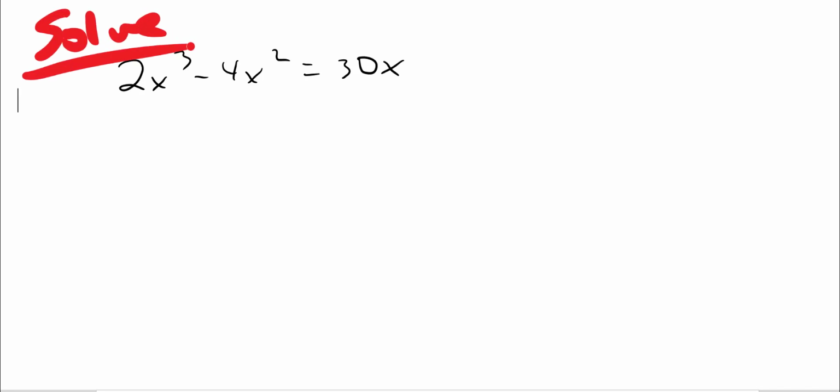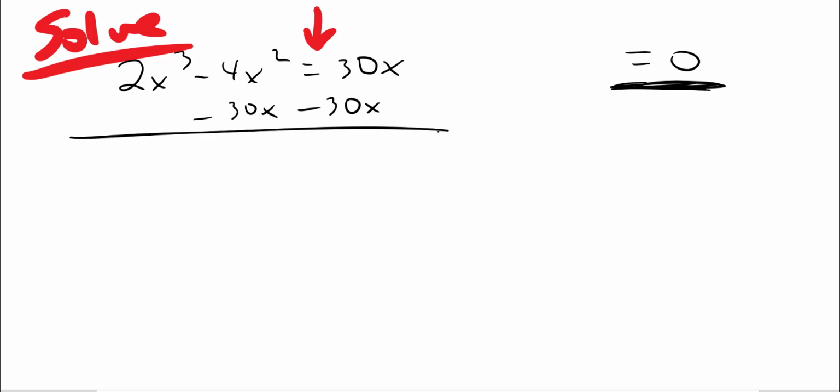Solve. Now, how do you know it's a solve? Right there. Equal sign, and it's a solve. So the very first thing you're going to do is move everything over. It's got to be equal to 0, guys. So I'm going to subtract 30x from both sides. So I get 2x cubed minus 4x squared minus 30x equals 0.